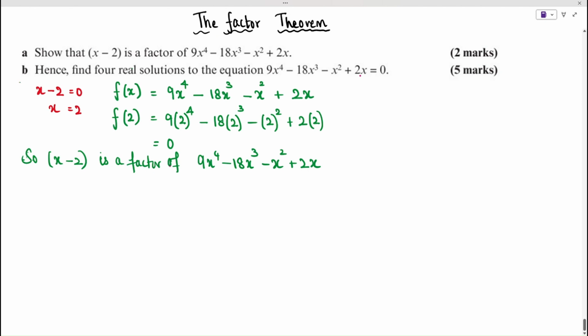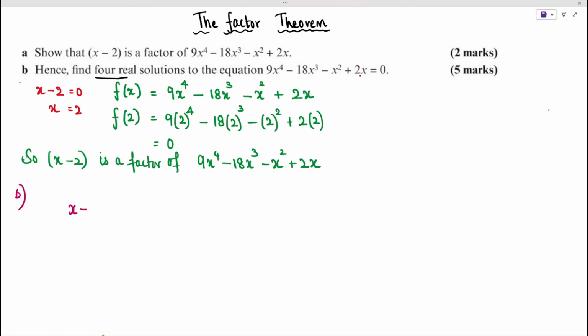Now, for our second question, we have hence find 4 real solutions to the equation 9x to the 4 minus 18x cubed minus x squared plus 2x. So now let's try part B. So we have hence find 4 real solutions to the equation 9x to the 4 minus 18x cubed minus x squared plus 2x is equal to 0. So here we're going to do polynomial division. The video will be linked in the description below. And so let's jump straight into that.